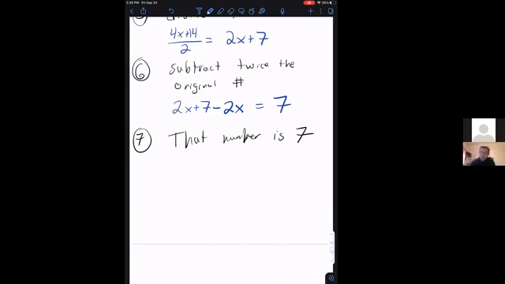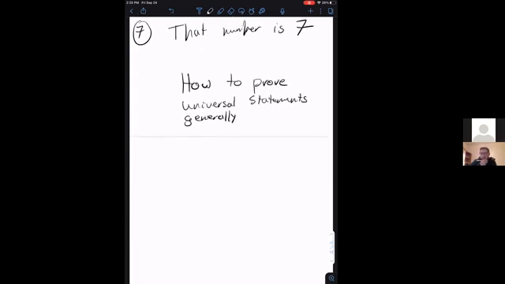So the way that we do it. So how do we do it? So how do we prove universal statements generally? Number 1. And this is what I'm going to say to do because I think it's beneficial when you're first starting to learn to write proofs. So number 1 is you're going to write it as an if-then statement.